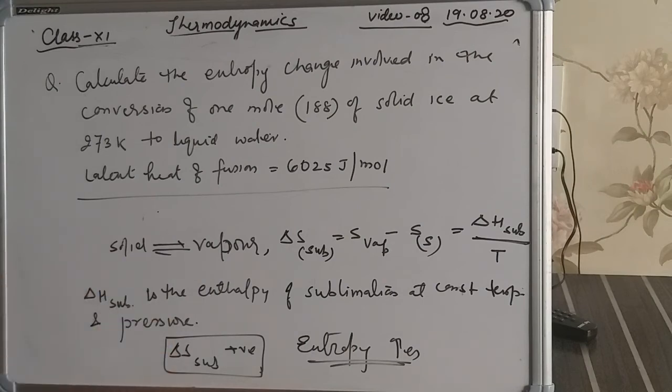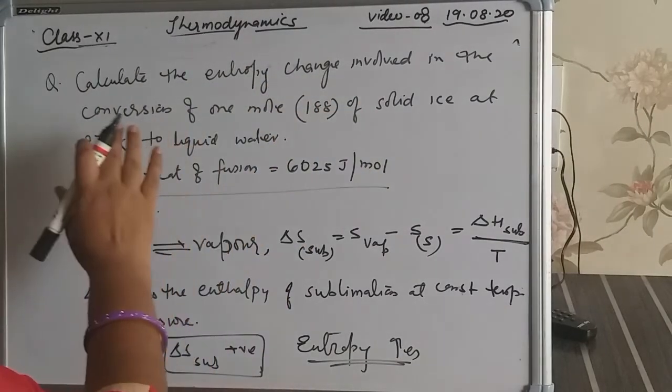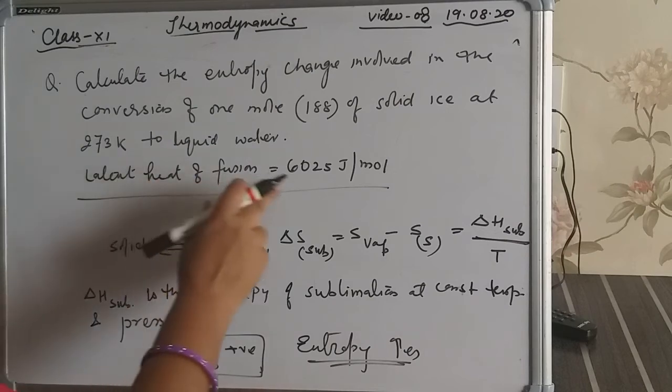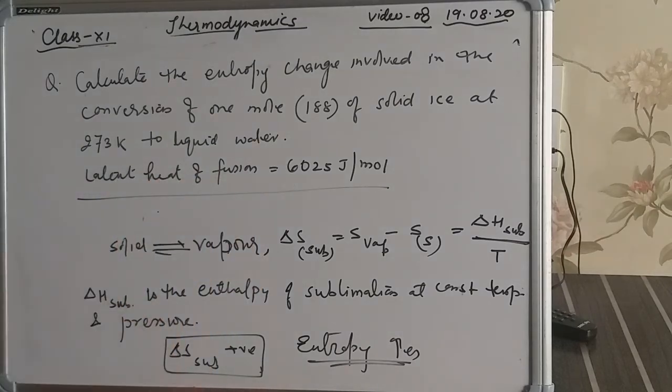Simple question: how can we find out the entropy change, conversion of 1 mole of solid ice to liquid water? Simply, latent heat of fusion is given. Based on the formula you can solve it.